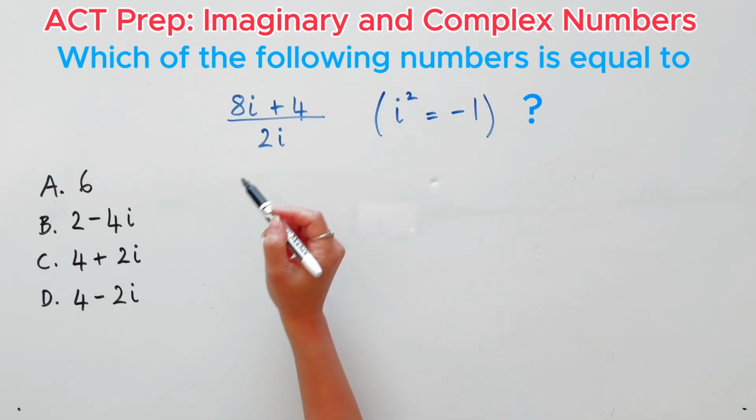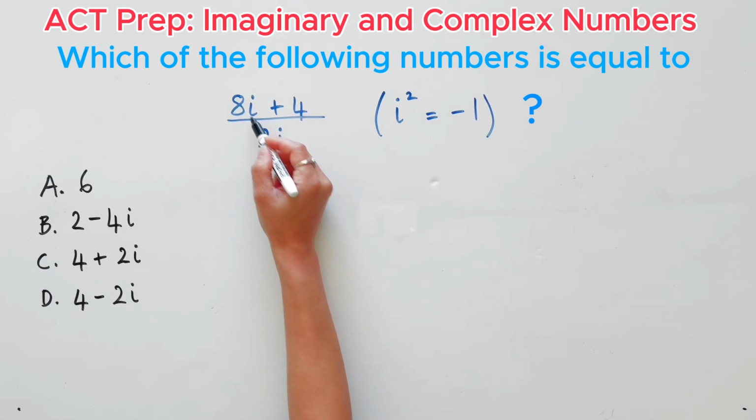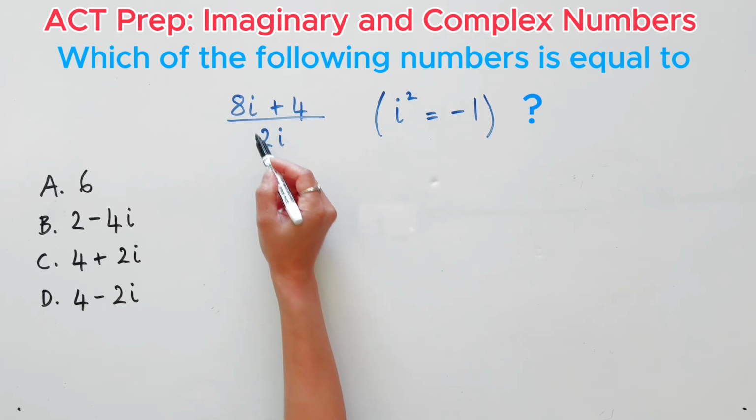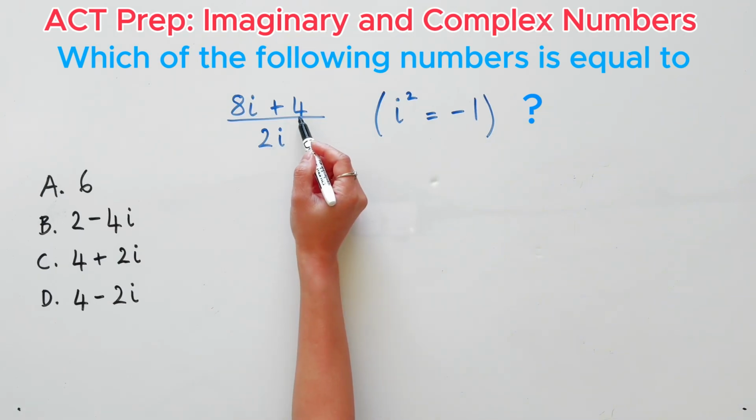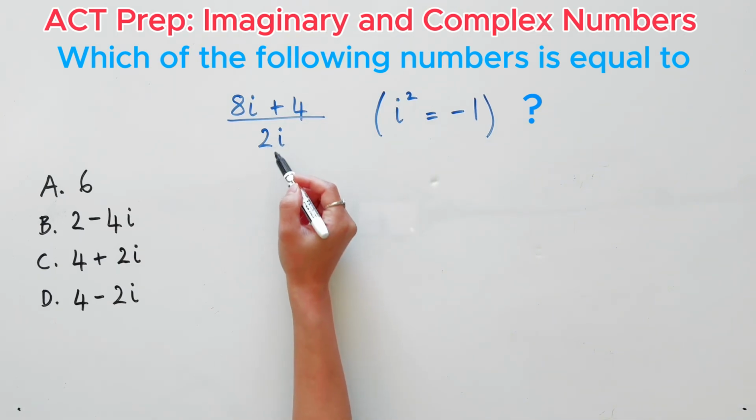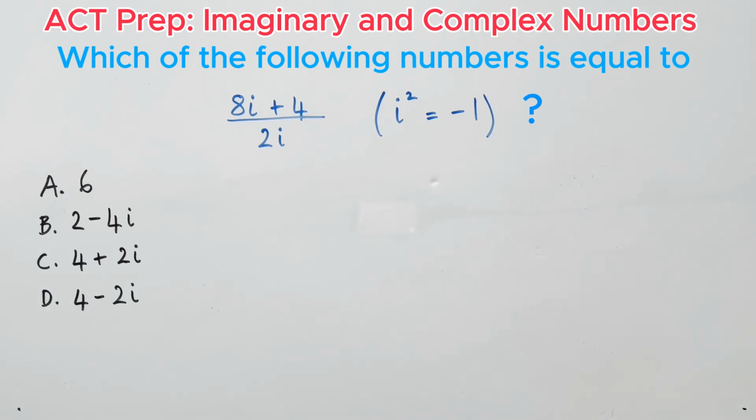At first glance, you might be tempted to divide straight across like this. So 8i divided by 2i, you may have 4, and 4 divided by 2i, you cancel out, you have 2i, and you choose C. Don't do that.